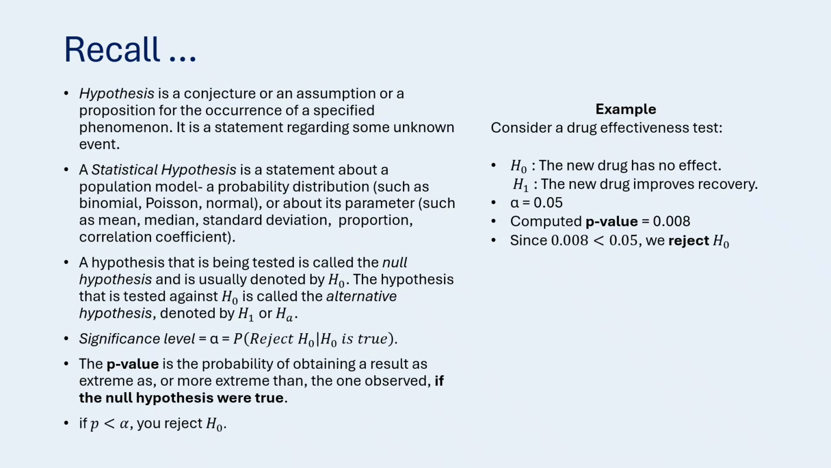You have H0: the new drug has no effect, against H1: the drug improves recovery, or it says that the new drug has some effect. This is how you specify H0. H0 should be a null statement or neutral statement. It should be indiscriminate, no partiality between the statements and so on. So alpha is given as 0.05. Suppose the computed p-value is 0.008, and when you compare 0.008 with 0.05, we can see that it is less, and therefore we reject H0.